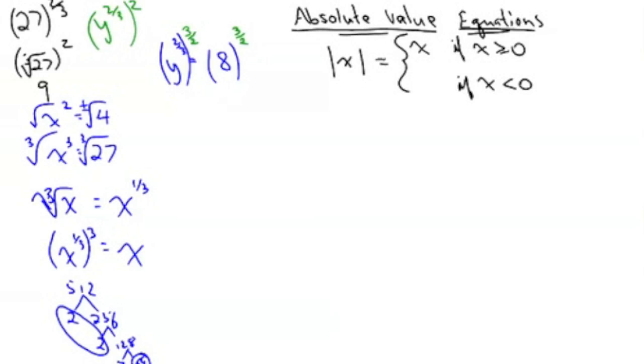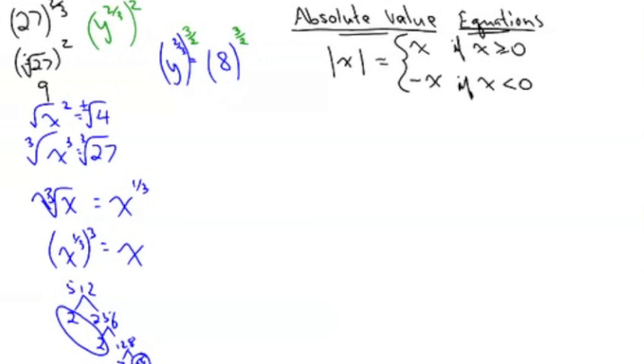The absolute value of -3. I know my answer is positive 3. So how did it change? How do you make it negative? Multiply by a single negative. So this becomes negative x.